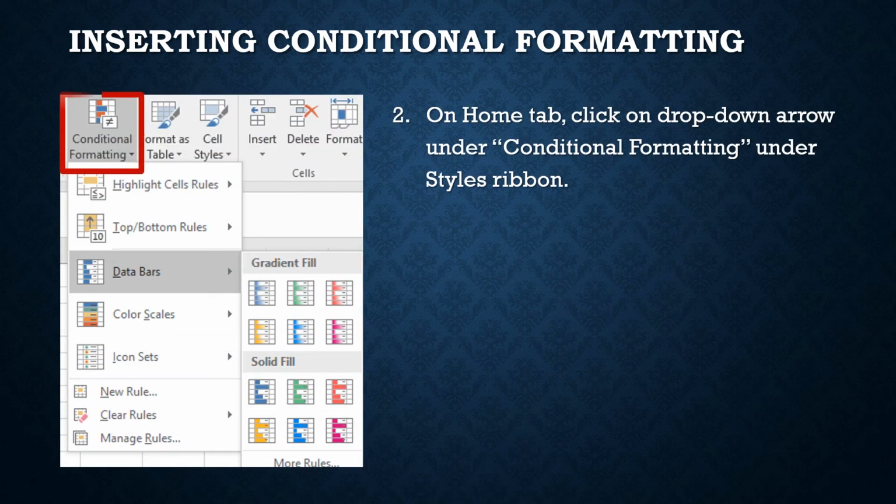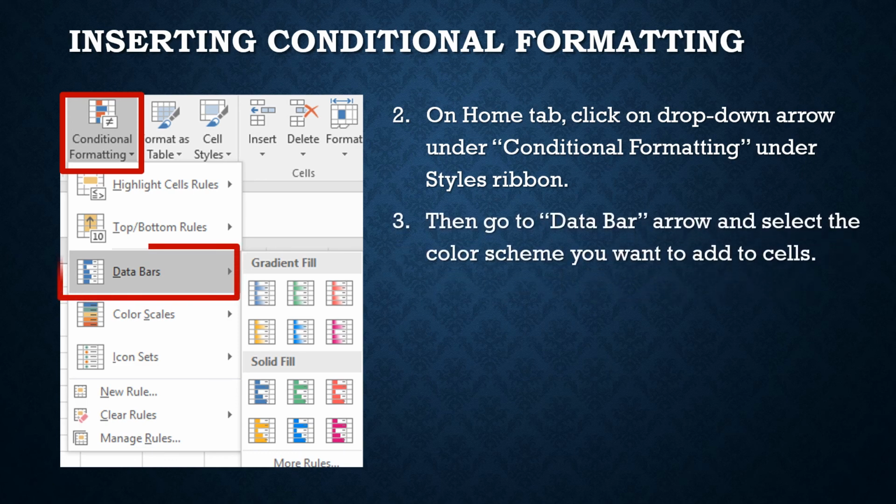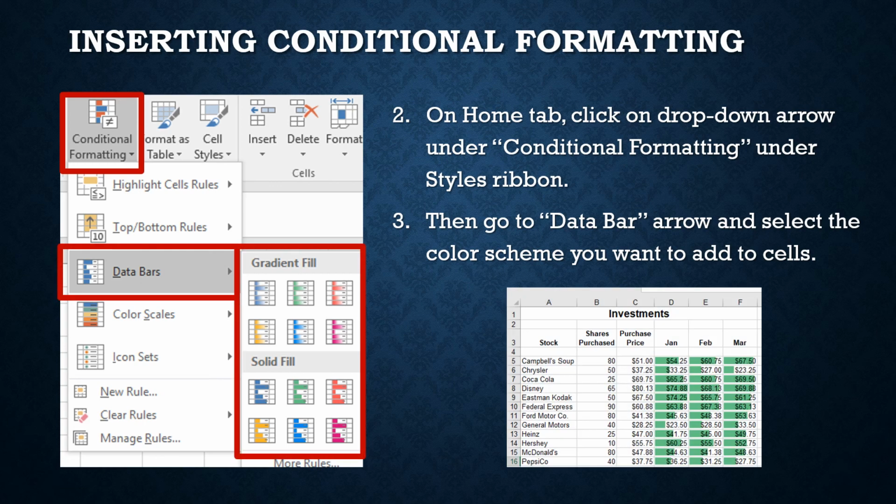On the Home tab, click on the drop-down arrow under Conditional Formatting in the Styles Ribbon Toolbar section. Then go to the Data Bar arrow and select the color scheme you want to add to your cells. After you select the color scheme, if you notice, the image to the right has the color green comparing the dollar values in each of the cells.